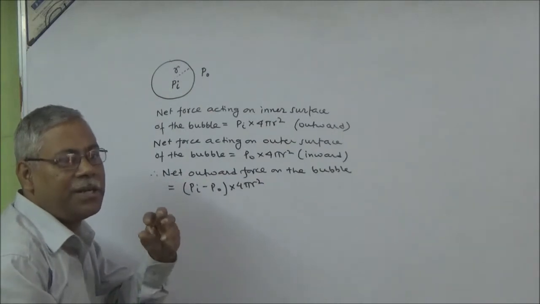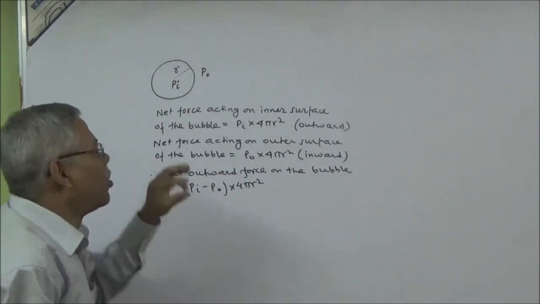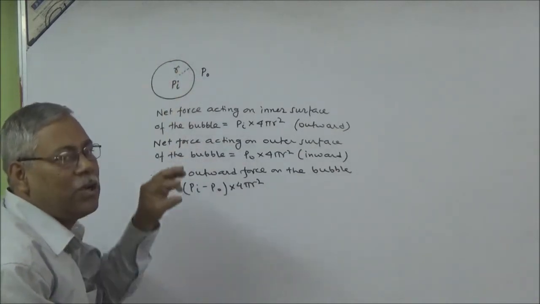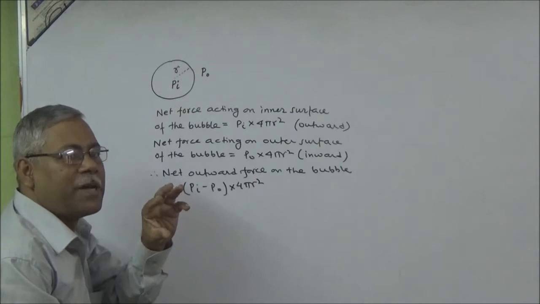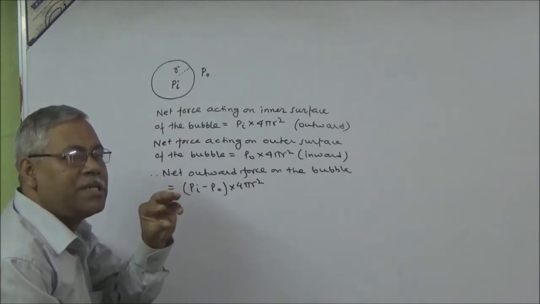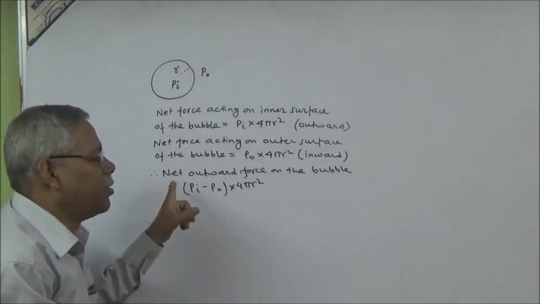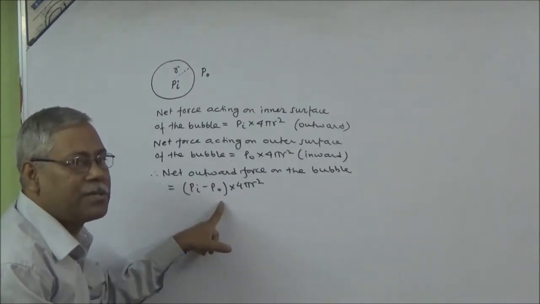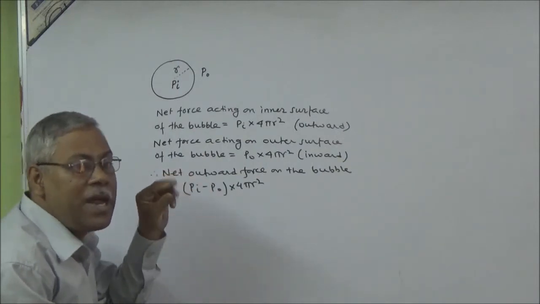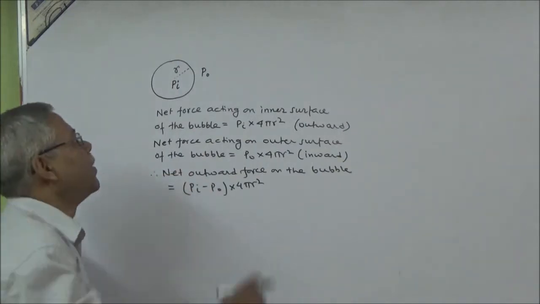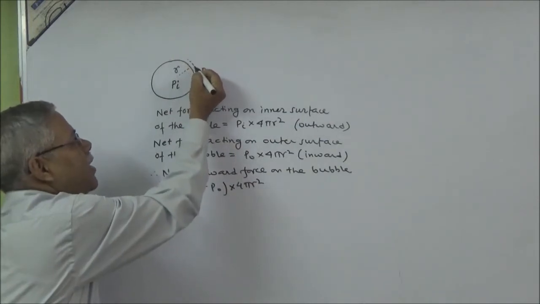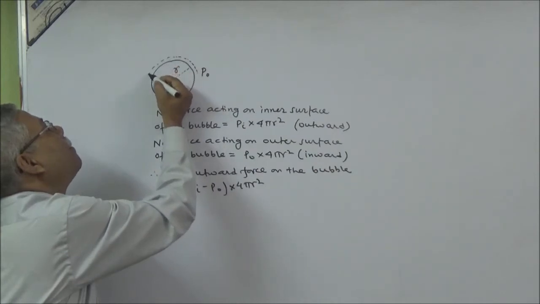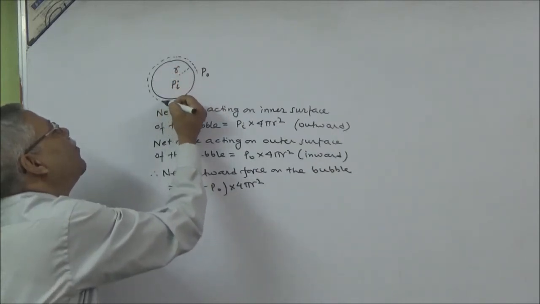We have considered a net outward force because this bubble will expand now. Okay, the bubble is in the process of expansion. Suppose the bubble is growing, so there will be a net outward force, and the net outward force is this much. Okay, due to this net outward force, suppose the radius of the bubble has increased by dr.